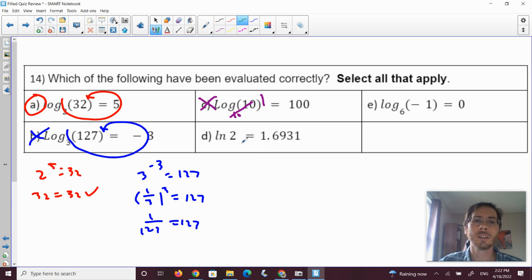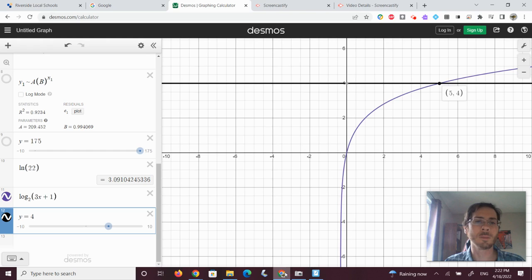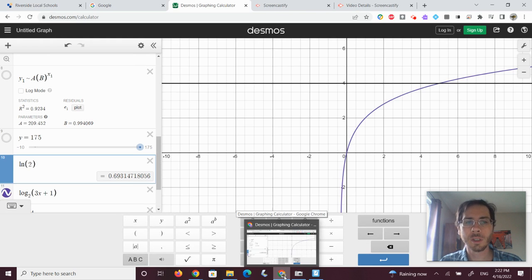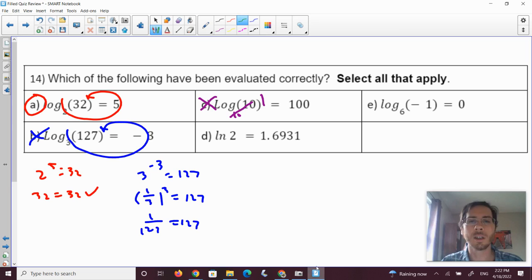For part D, ln of 2 equals 1.6931. I'm pretty sure that's not true. I'm pretty sure ln of 2 might be about that number, but let's just double check it to make sure. No, not even close. Look, there's a whole bunch of decimals there. There is not a whole bunch of decimals here. That one's out. I'm not picking that one.